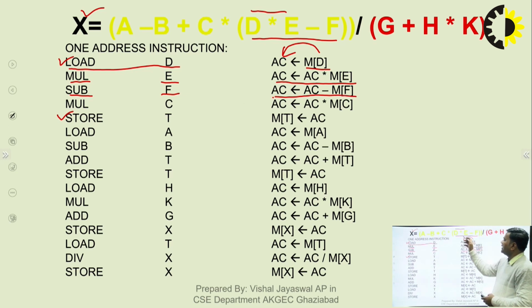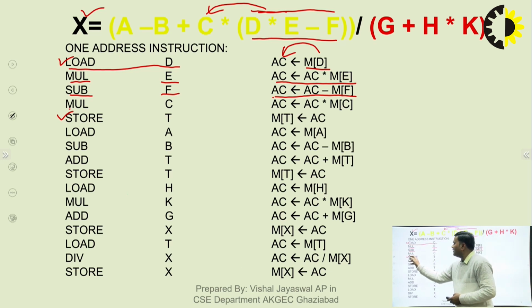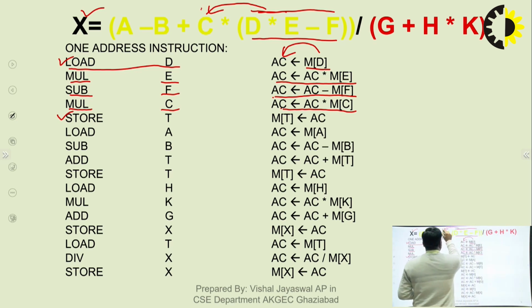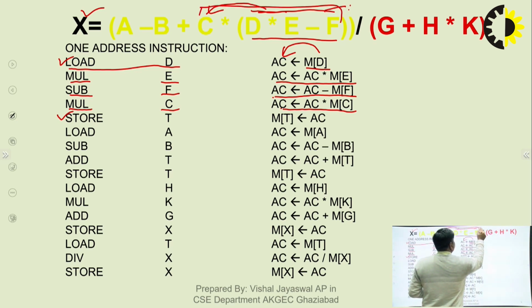After that we have to multiply this part with C. So we are using the multiply operation, an opcode and one address, that is C. Multiply C means C is multiplied with AC and the result is stored in AC. So AC tends to AC into M of C. We can see that this whole part is solved and stored in the accumulator register.